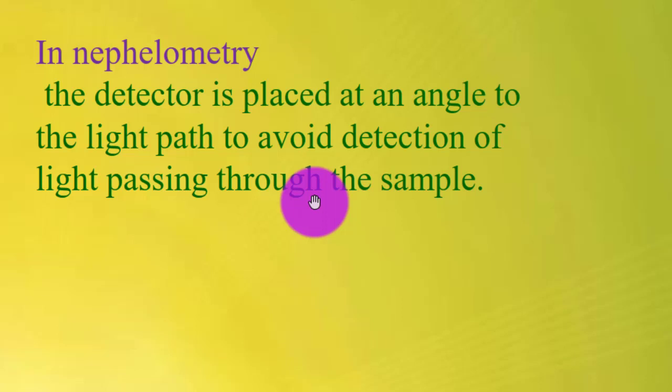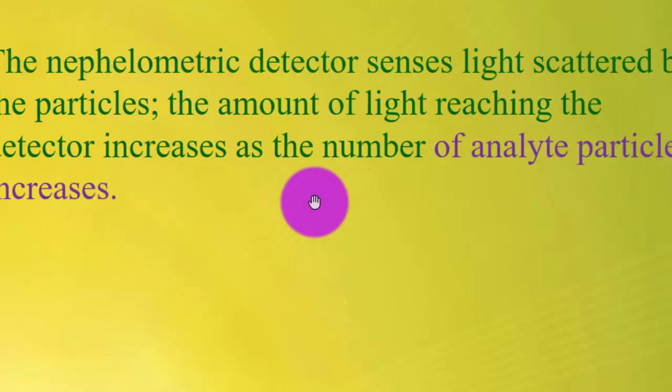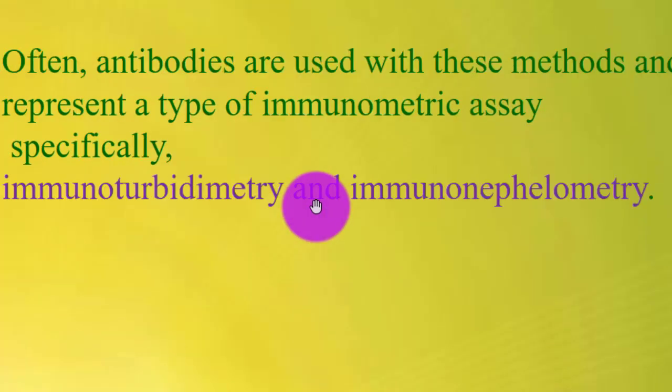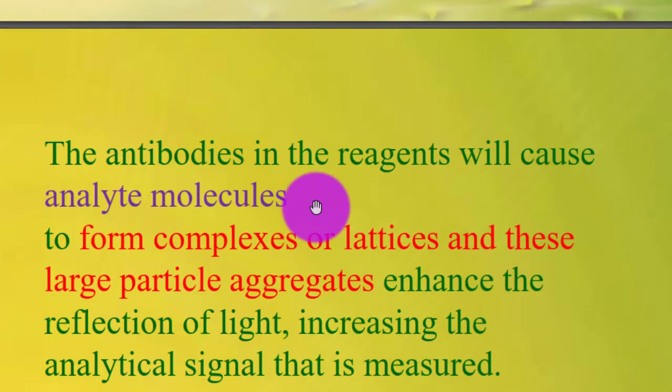In nephelometry, the detector is placed at an angle to the light path to avoid detection of the light passing through the sample. The nephelometric detector senses light scattered by the particles. The amount of light reaching the detector increases as the number of analyte particles increases. Often antibodies are used with these methods and represent a type of immunometric assay, specifically immunoturbidimetry and immunonephelometry.